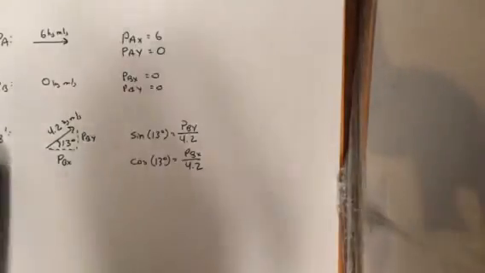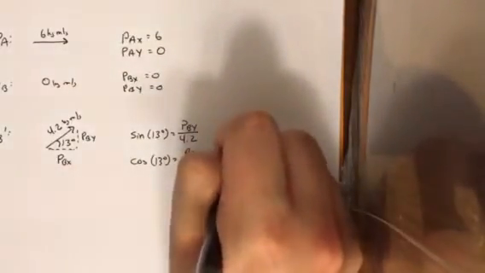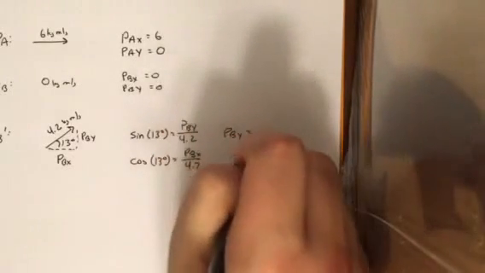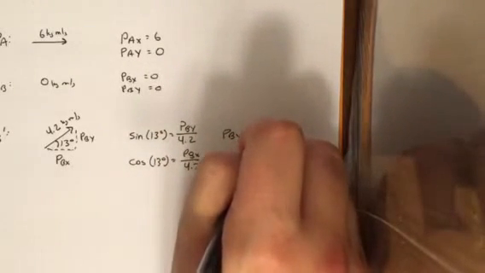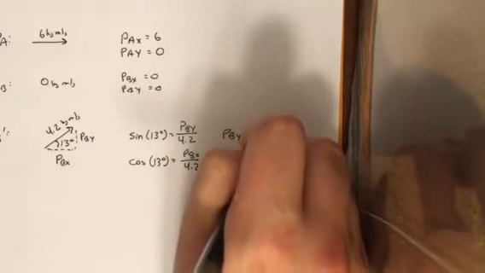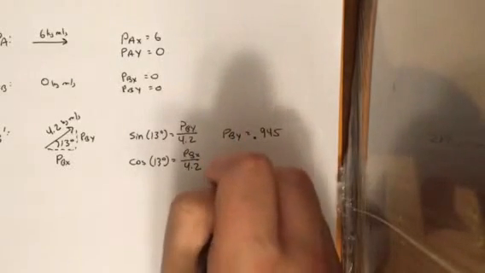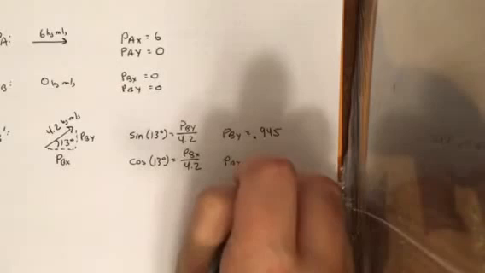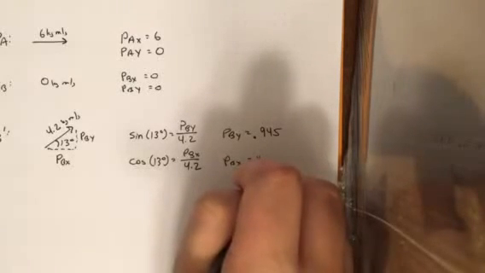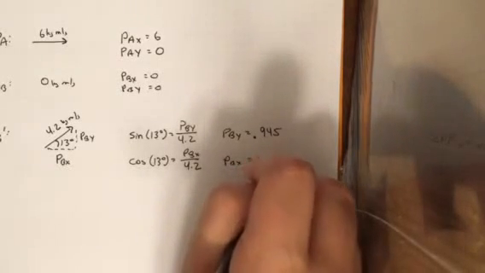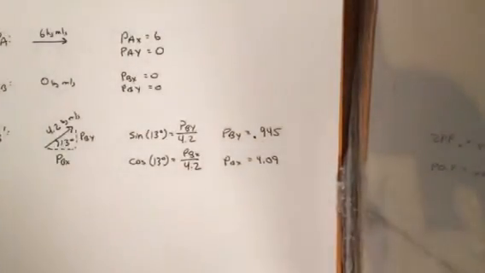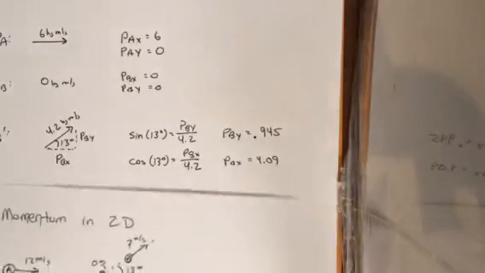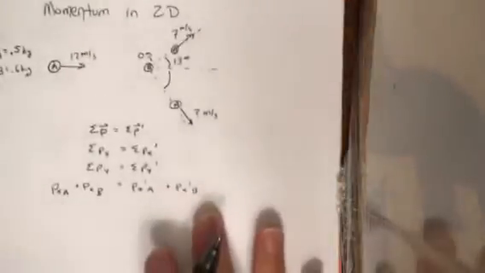All right, when I did this, I got that PBY equals 0.945 and PBX equals 4.09. Okay. We've done a lot of the legwork, so now let's go back to what we have here, right?